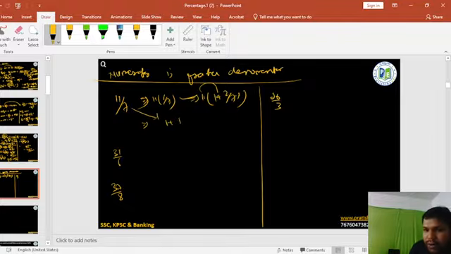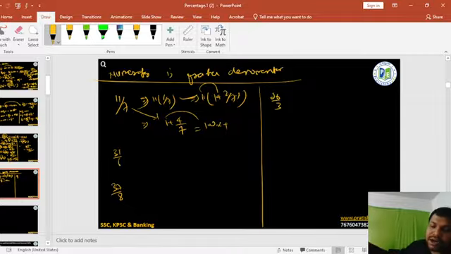11 by 7, can we write down 1 plus 4 by 7? Any problem? No, there is no problem. Correct? Because in 11 by 7, the numerator 11 is greater than the denominator. Try to factorize it. I can write down 1 plus 4 by 7. Now 1 is how much? 1 is 100%. If you convert 1 into percentage, it's 100%.